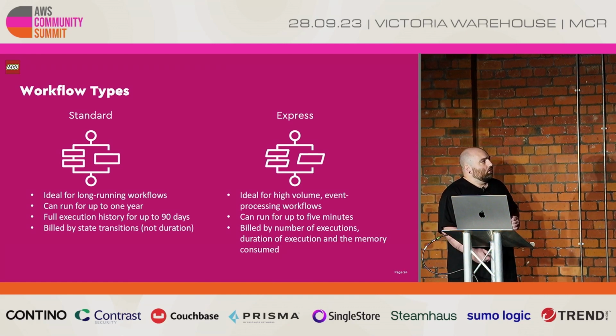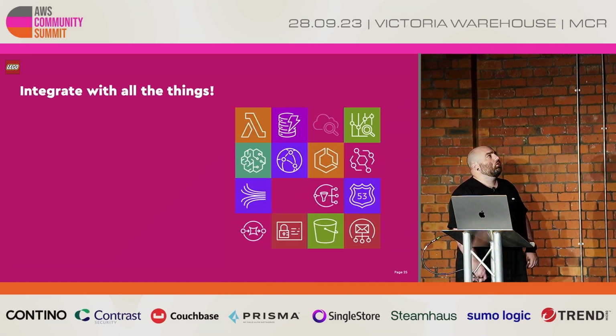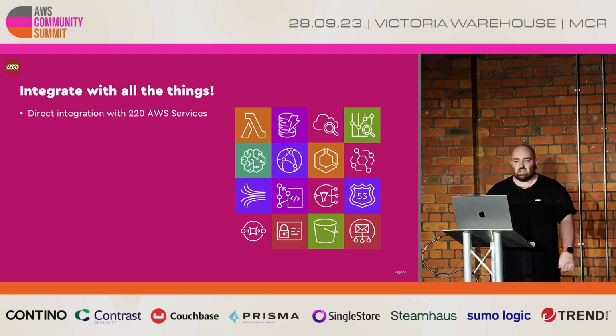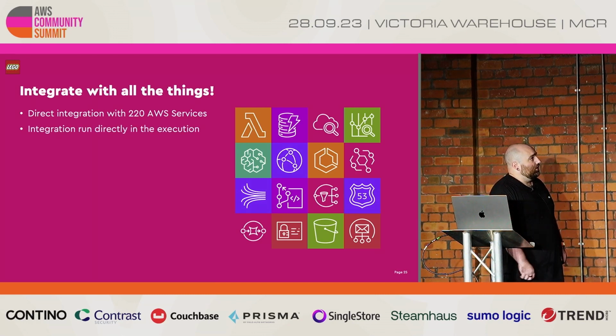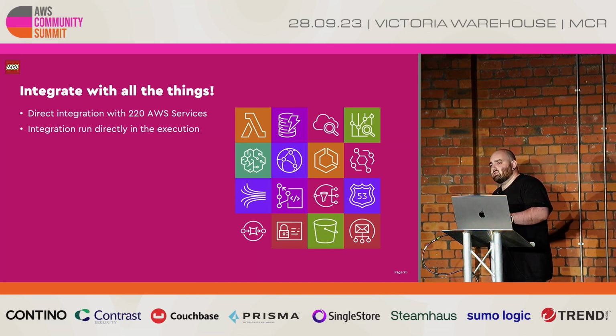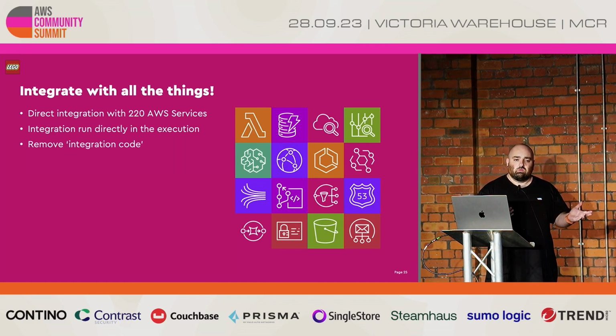So 2 different workflow types. Each has their own benefits, and each has something that might not fit with what you might need them for. And they can integrate with all the things. So you've got 220 and counting AWS services that they can integrate with, probably much, much more at this point. And the integrations run directly in the actual execution. You're not having to write code to get them to run themselves, so it can actually remove that integration code.